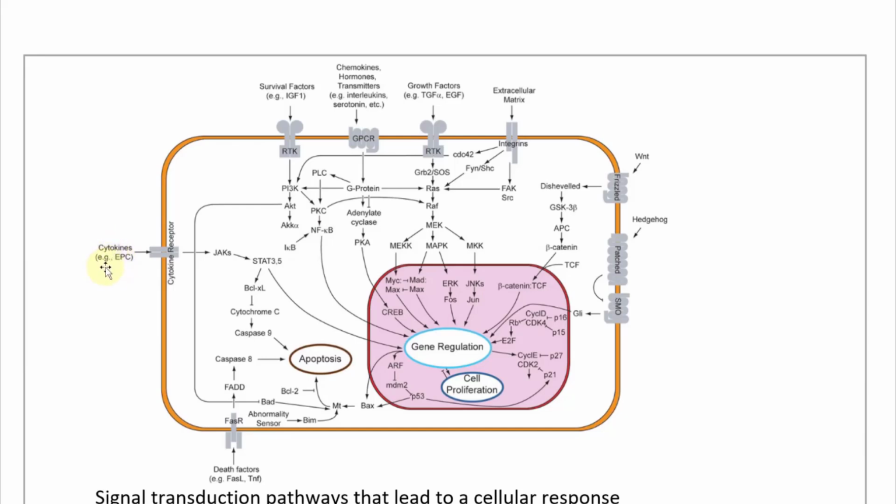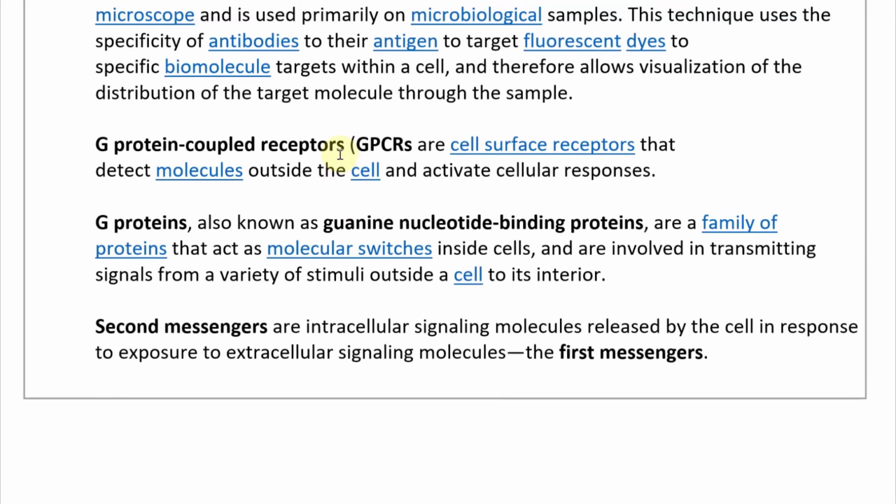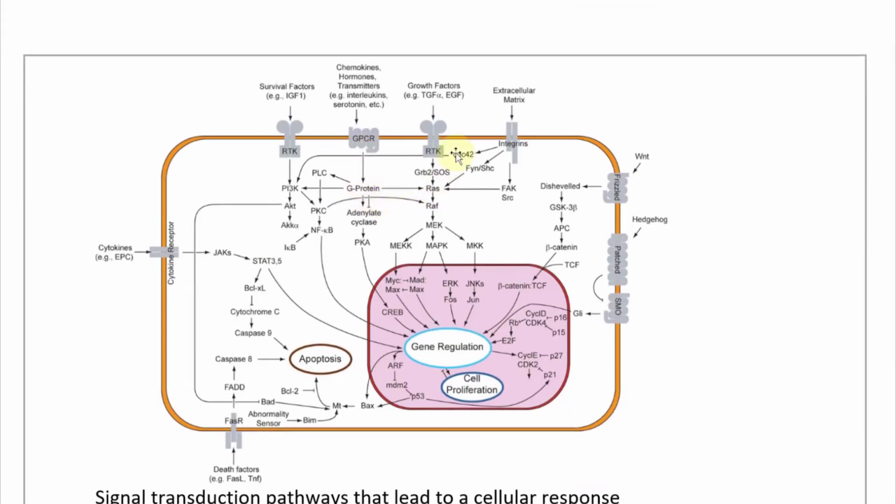So you have cytokines and other molecules going in. There's a receptor. There's survival factors right here. Receptor. These are hormones, transmitters, and so on. GPCR. These are G proteins right there. Cell surface proteins. You have other kinds right here. Growth factors, extracellular matrix connecting to these. Basically a whole bunch of stuff inside there.